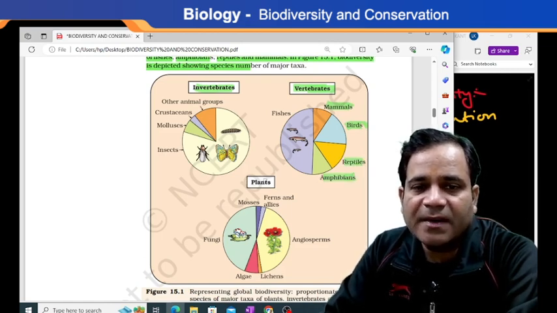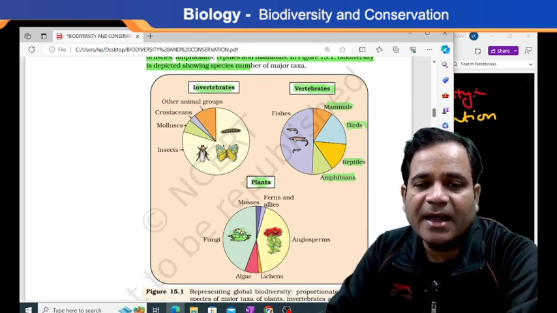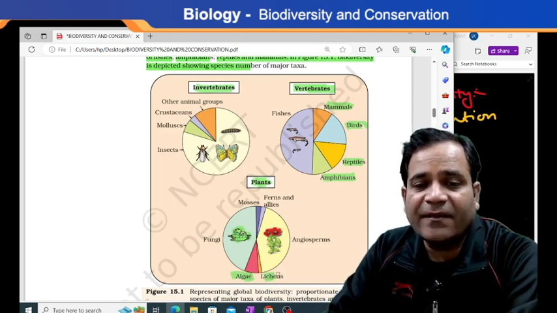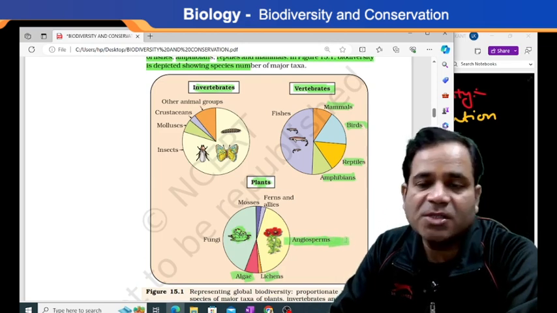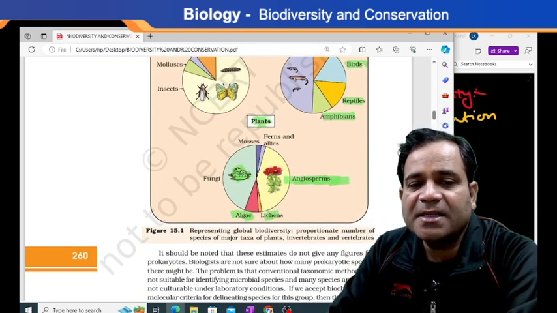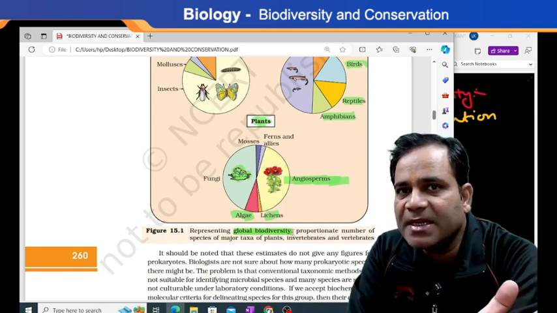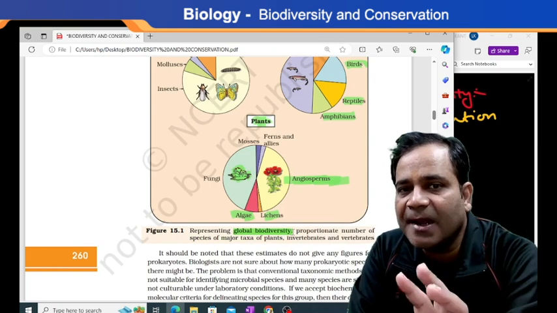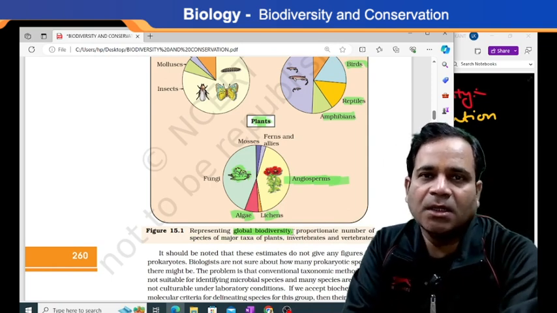Here in the plants, mostly covered by fungi, algae also, lichens very little, and mostly covered by angiospermic plants, that is, flowering plants. Getting? So here they are representing global biodiversity. What I'm saying, global. If I say global biodiversity, it means I am telling you about the diversity of the whole.